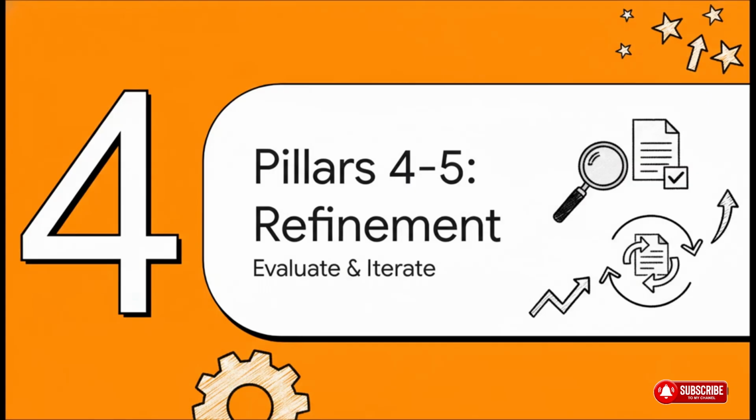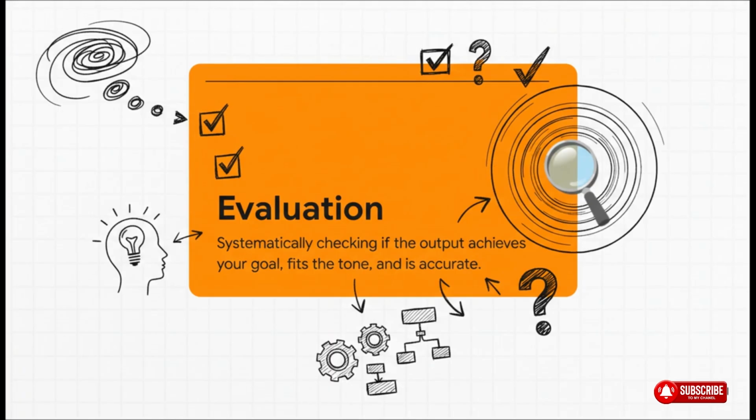Okay, so you wrote a fantastic prompt. You hit enter, and you got a response. You're done, right? Well, not quite. The final 2 pillars, evaluation and iteration, are how you turn a pretty good output into a perfect one. A lot of people just glance at the result and move on, but that's a huge mistake. You really need to evaluate it properly. Ask yourself, did it actually do what I asked? Is the tone right? And, really important, are the facts correct? This little check makes all the difference.